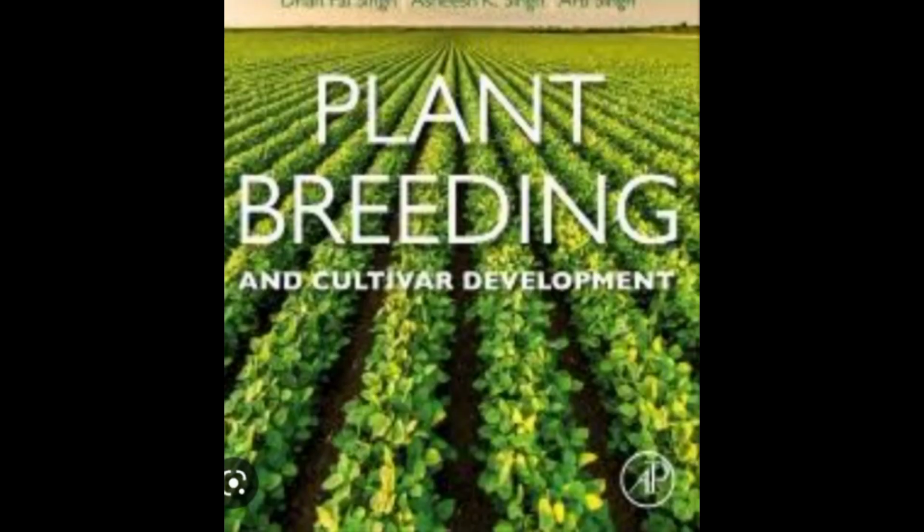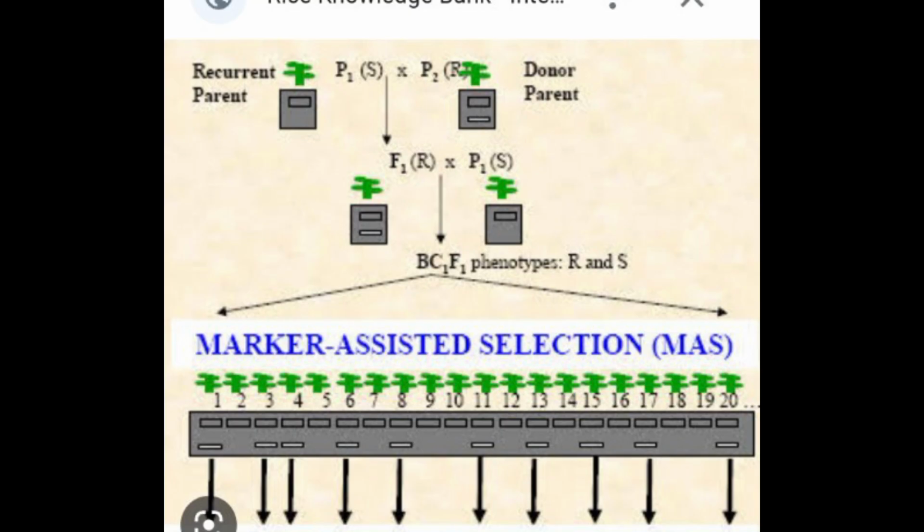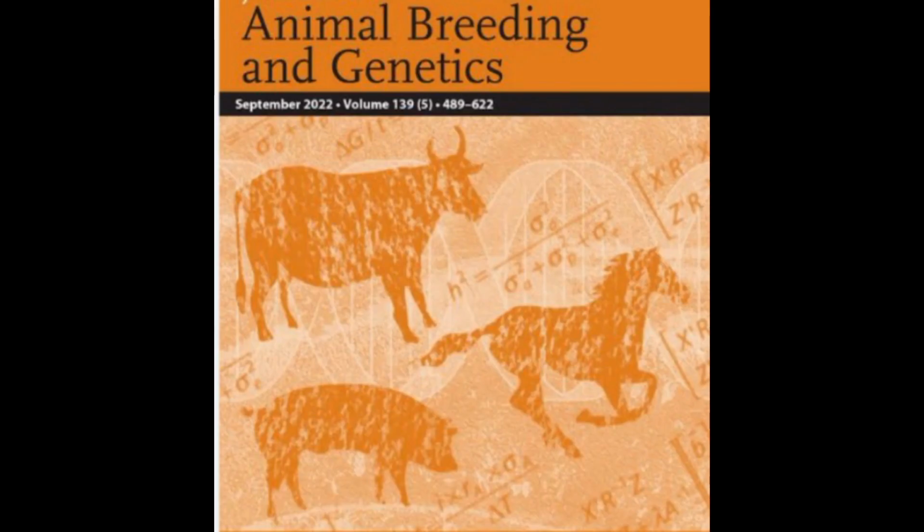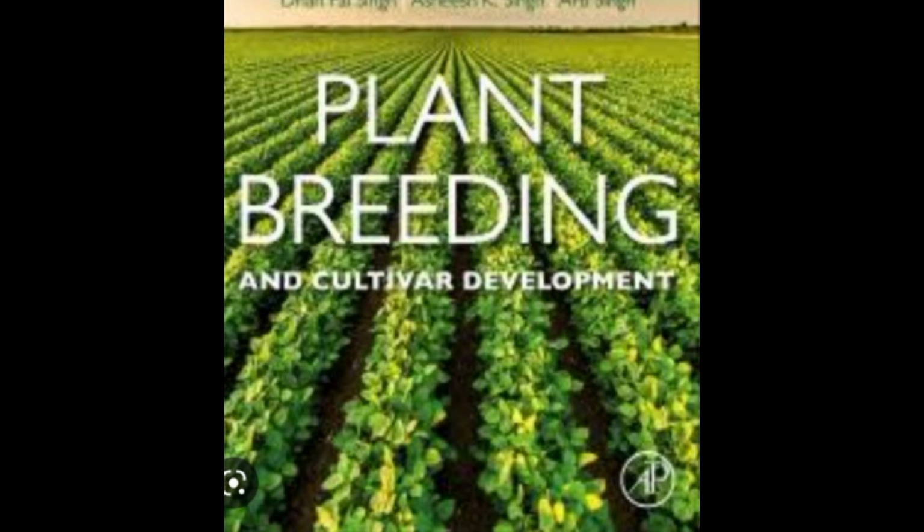Mass selection procedure. First year. 1. From a variable population, 200 to 2000 plants with similar but desirable traits are selected. 2. The seeds from selected plants are composited.